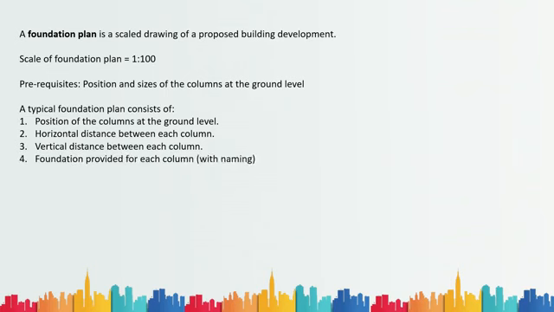Number four is the foundation provided for each column. Now that may be a sloped footing, it may be a combined footing, whatever it may be. So that foundation for each of the columns needs to be shown along with the naming. We have to name these footings. And finally, we have to provide the diagonal checks. Now, I think the first four are quite easy to understand for you. Let's discuss a little what the diagonal check is.